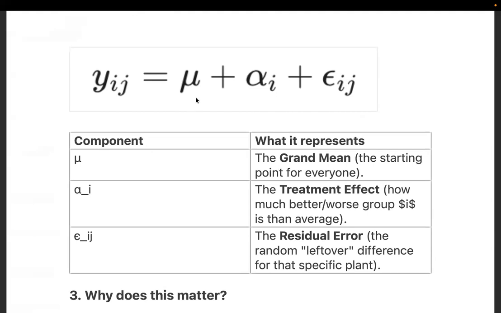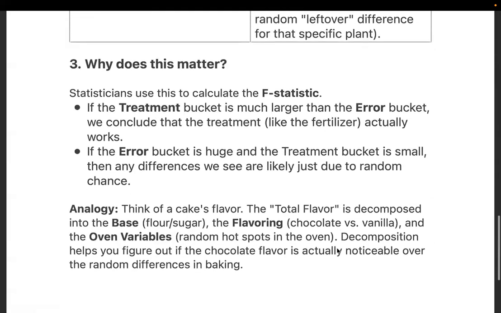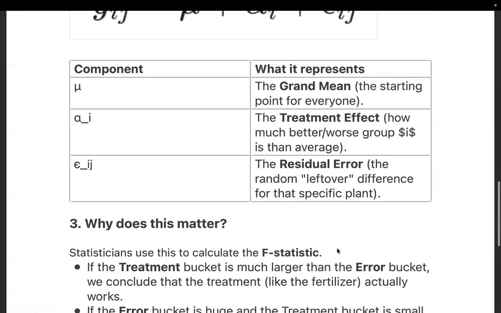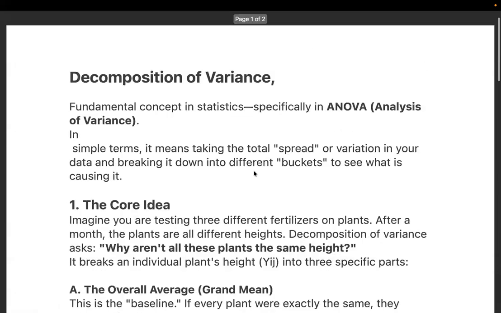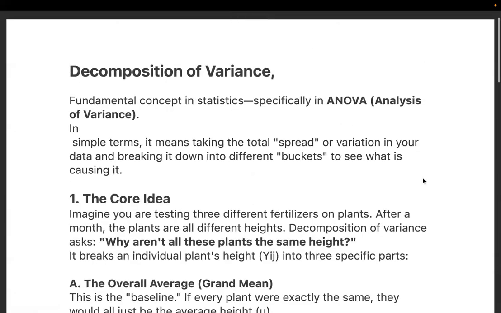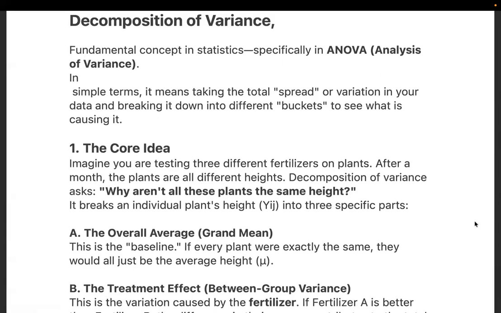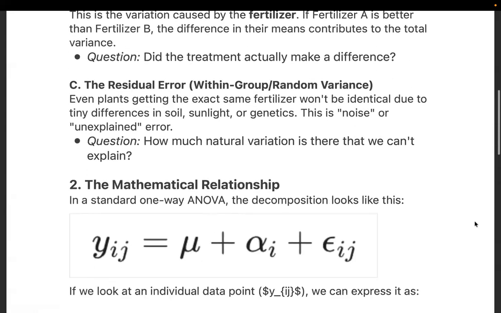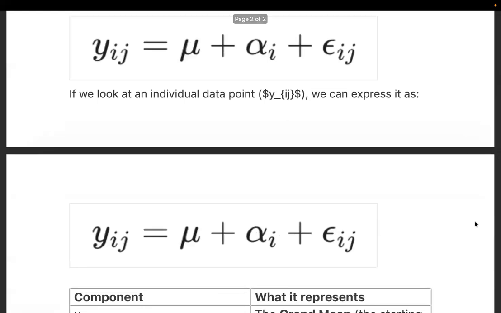Mu. And these are the differences: alpha i, the treatment effect, and epsilon ij, the residual error. That idea we talked about is called the decomposition of variance, which is the cornerstone, the base of ANOVA. We'll see more.